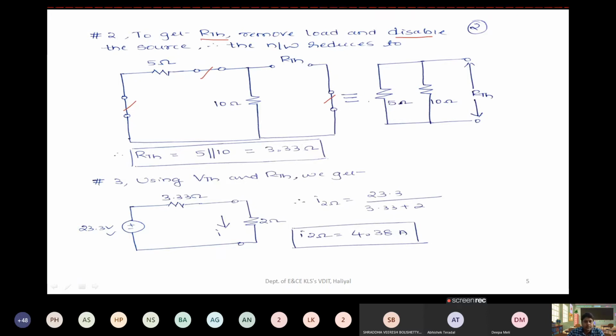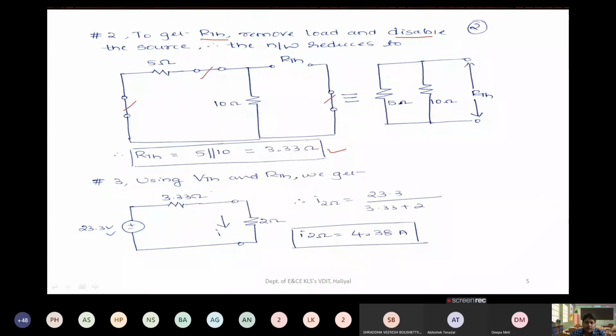So if you check this, you will get 5 ohms and 10 ohms in parallel. So that turns out to be RTH equal to 3.33 ohms. Okay. Is that clear? See, at any point, if you have any difficulties, please feel free to ask.